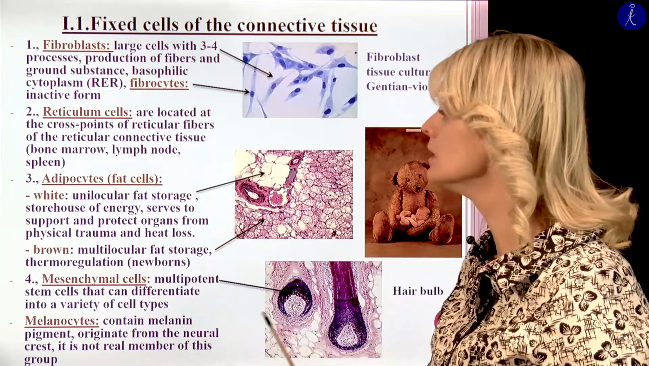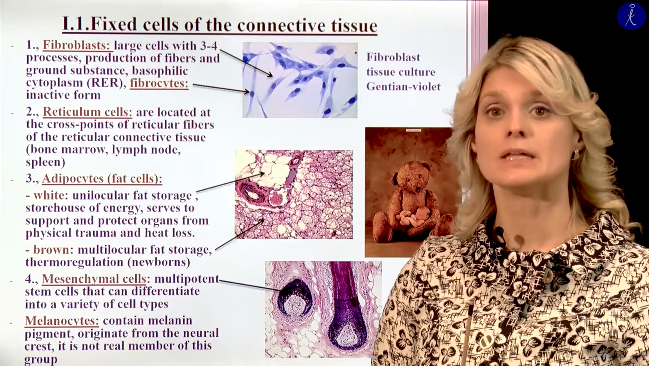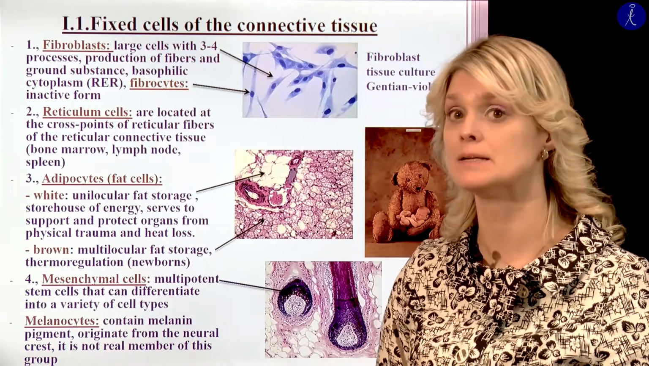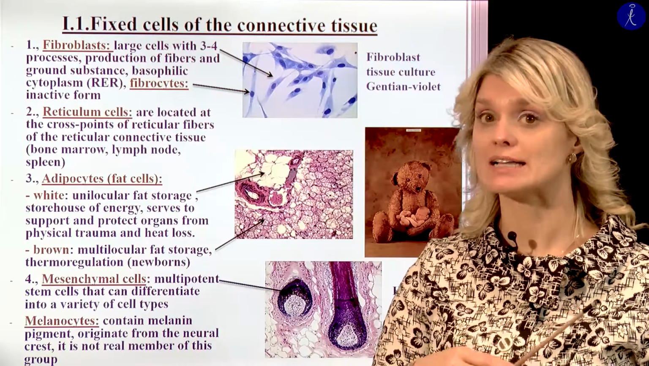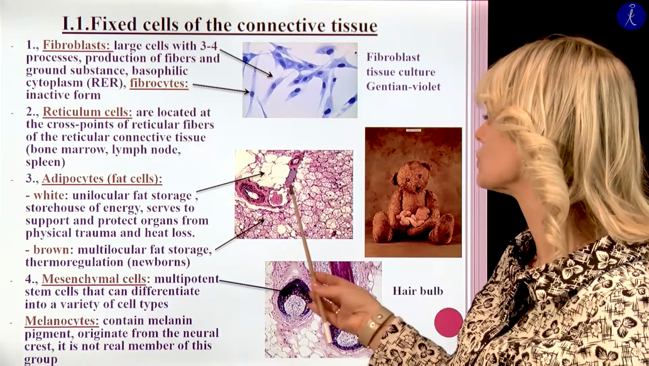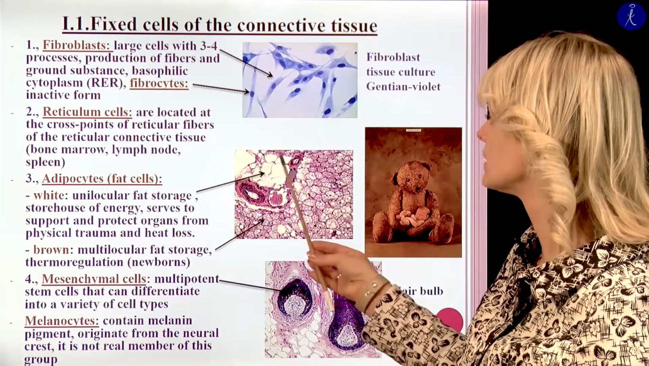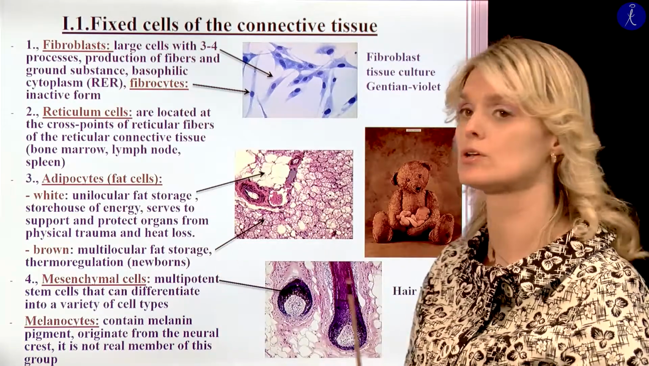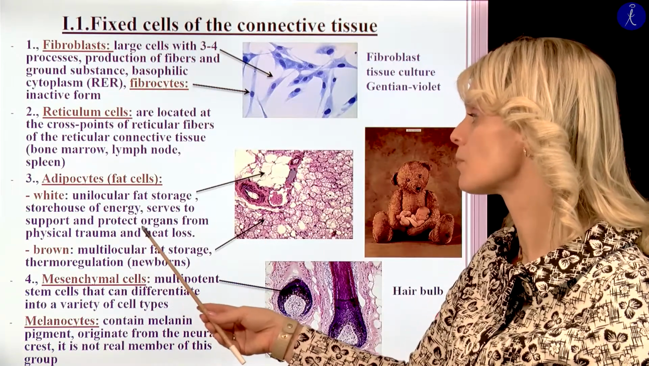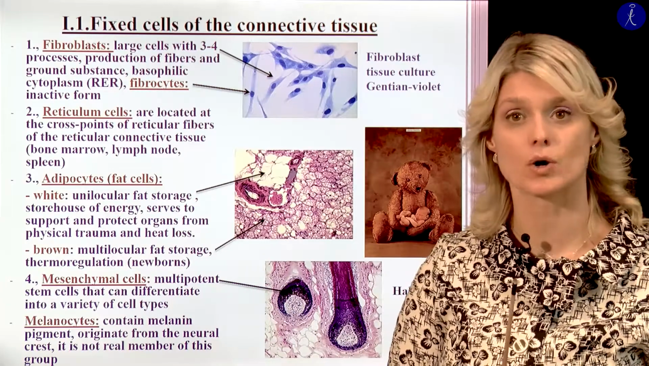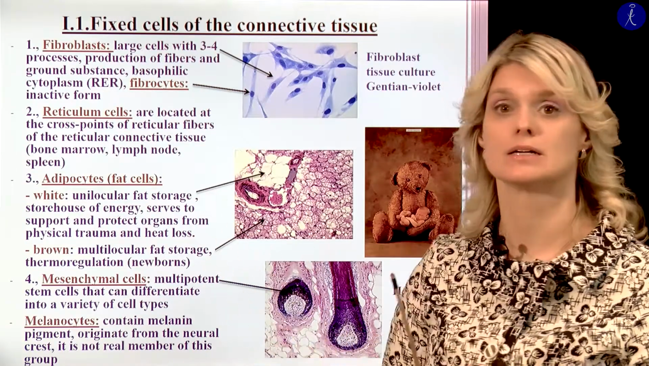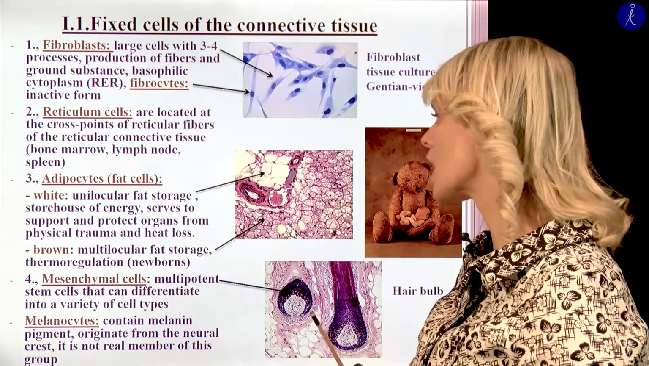The third group is the group of the adipocytes. The adipocytes, or fat cells, I hope you know the function of the fat cell. We can talk about white fat and brown fat cells. What does it mean? The white fat cells store the fat within one locule, so we have unilocular fat storage in the cytoplasm. They are really important to support and protect the organs. They have a really important mechanical function and protect the body against heat loss and physical trauma.